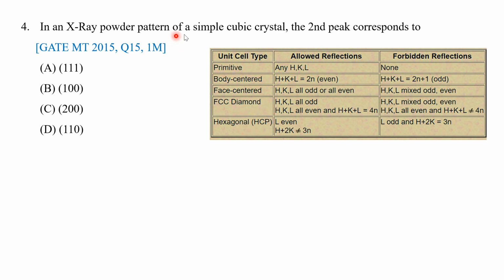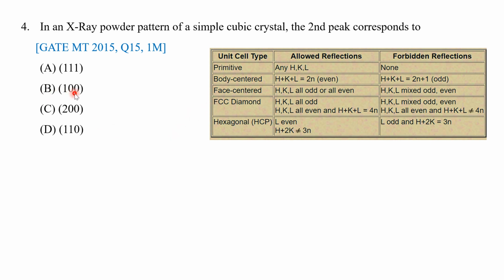So for a primitive or simple cubic unit cell, allowed reflections mean any combination of HKL is possible, and there are no restrictions on forbidden. Any peak can be observed in a simple cubic crystal. We should also keep in mind that in case of HKL values, 0 is considered as an even number. Please note that also. So the first peak will be what? Any HKL is possible. It can't be 0, 0, 0, right? Therefore, we can say the first peak will be 1, 0, 0.